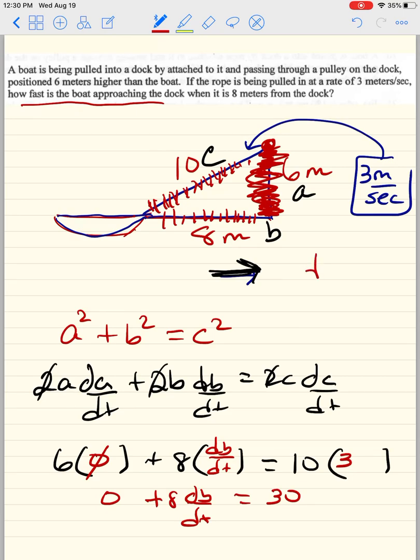Divide by 8, divide by 8, and you get dB/dt to be 30 over 8. They both have 2 in common, so it's 15/4. And because it's being pulled in, it should be a negative. So that means my 3 should have been a negative in the beginning because the rope is being pulled in at a rate of 3 meters per second, so that's negative. If it was going out, it would be positive. Okay, so I hope that helps.